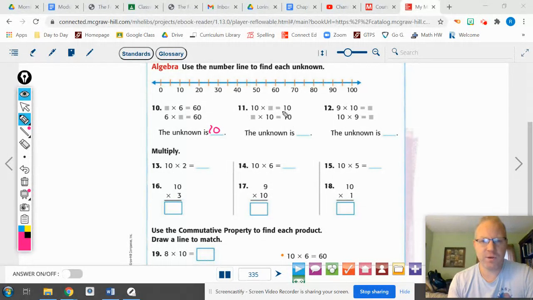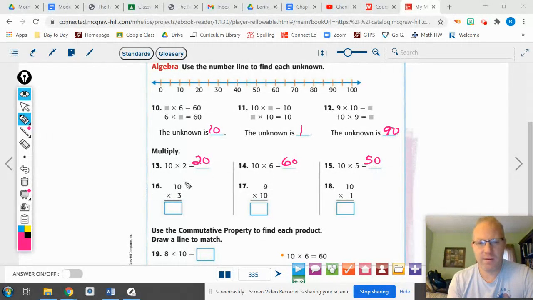How about 10 times what equals 10? 1. 9 times 10 equals 1, 2, 3, 4, 5, 6, 7, 8, 9. 9 tens is 90. Multiply 10 times 2, 20. 10 times 6, 60. 10 times 5, 50.